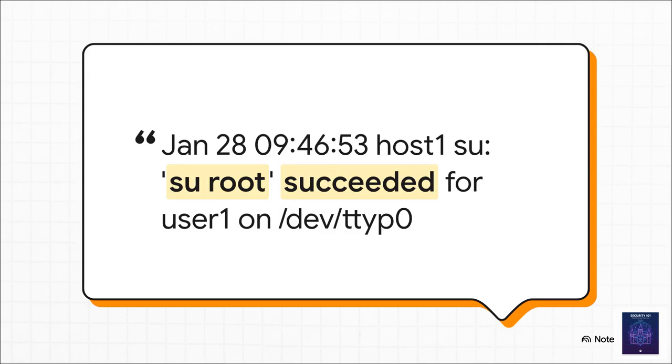So what does a real clue even look like? Well, here you go. This is a raw log entry. And it might look like gibberish, but it tells a whole story. We see the exact time, the machine, and the critical event. User 1 successfully became the root user. That means they just got the keys to the entire kingdom. Finding an entry like this, it's like finding the murder weapon.